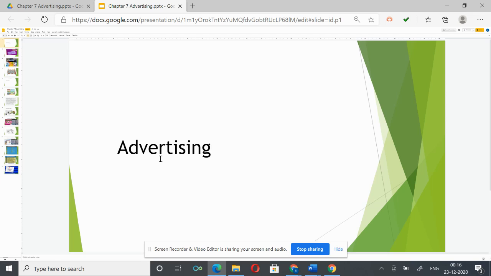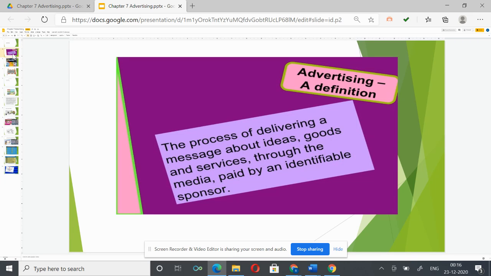Advertising refers to the promotion of goods and services, companies, and ideas through a medium, usually by an identified sponsor or agent. Every advertisement seeks to convey a specific message about a thing or an idea. So, the definition of advertising is the process of delivering a message about ideas, goods, and services through the media paid by an identifiable sponsor.